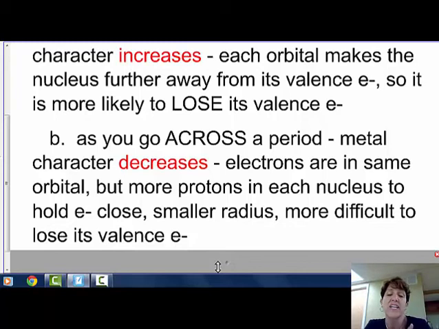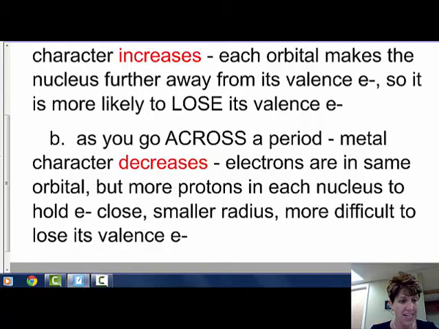It's not a left side loser anymore. You're going to the right. So on the right side, it's all about the non-metals. So as you go across, metal character decreases because electrons aren't lost as easily. All right.